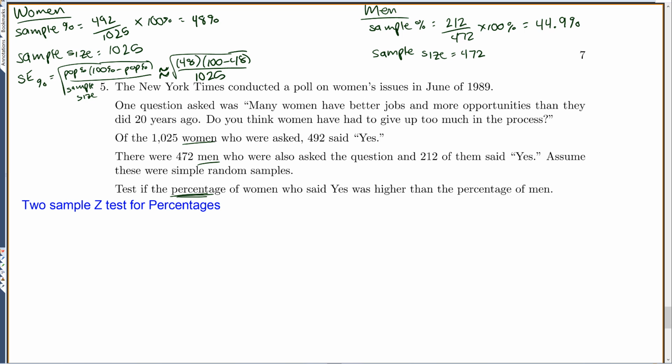Divided by 1025 should give me 1.56%. And for the men, standard error for percent, we'll use that sample percentage, so 44.9 times 100 minus 44.9, all over my sample size of 472. Again, don't forget to do the square root for everything, and I should get 2.29%.